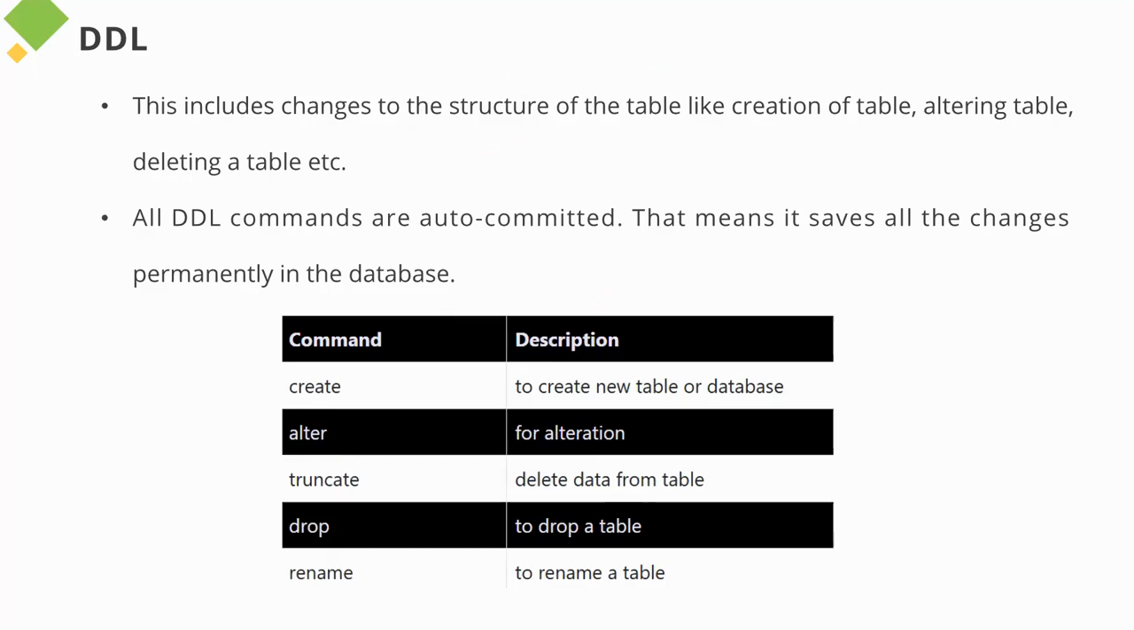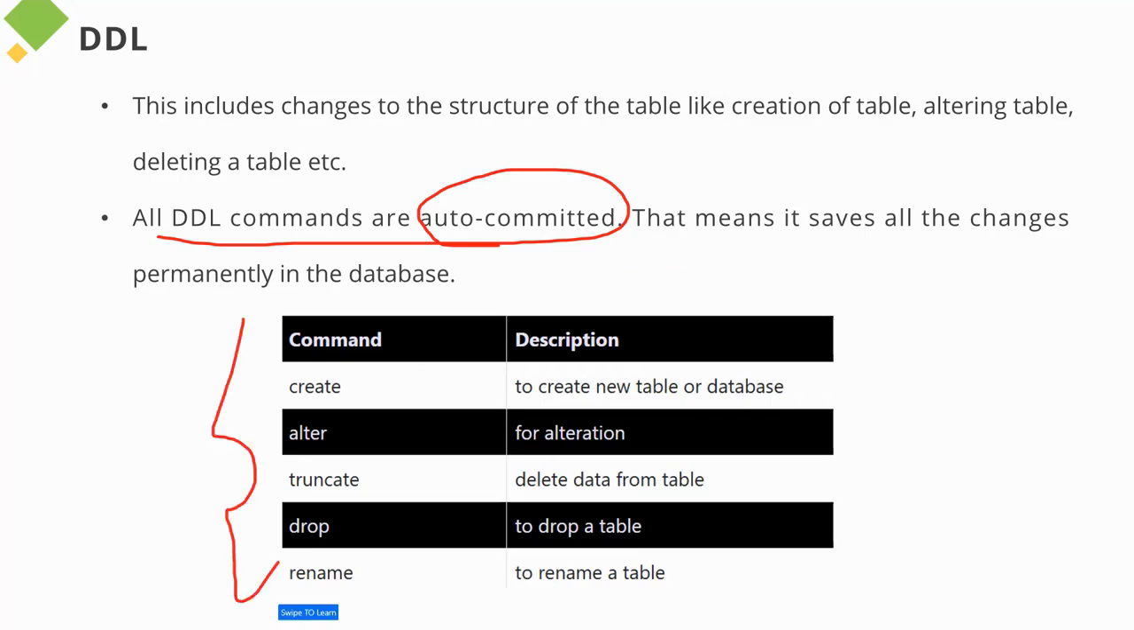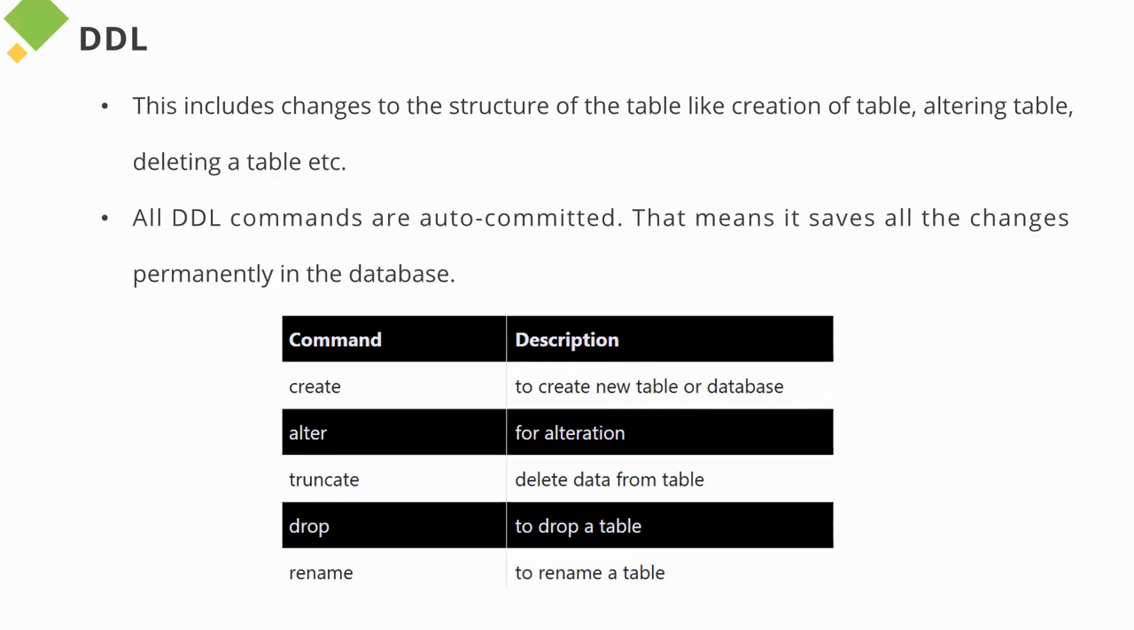Now DDL stands for data definition language. It helps us with creating, altering, or deleting a table. It modifies the structures, and all the DDL commands are auto-committed. This is an important point to be noted. Whenever we make any changes or modifications by using these commands, they are auto-committed. That means once these are run, they will be saved permanently. It affects the structure of the database.